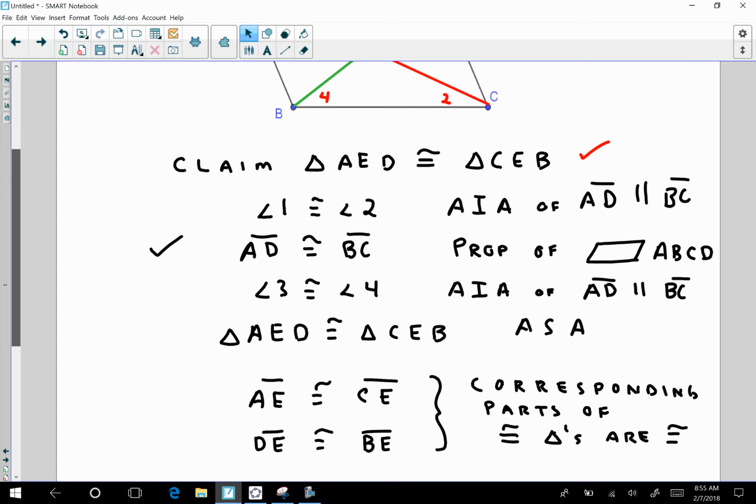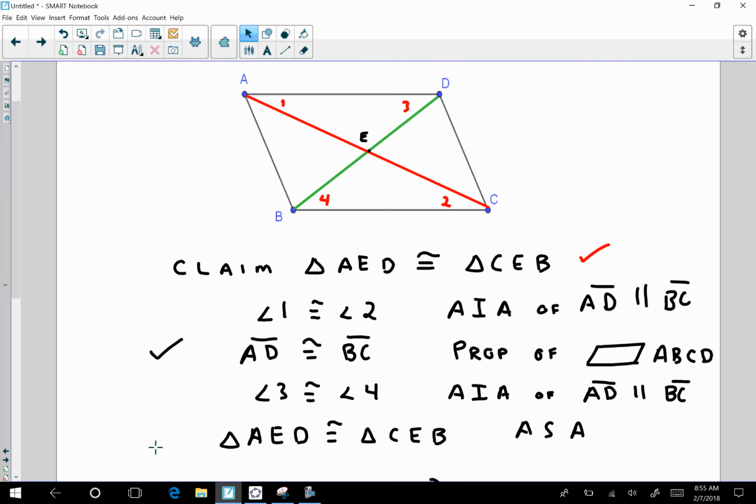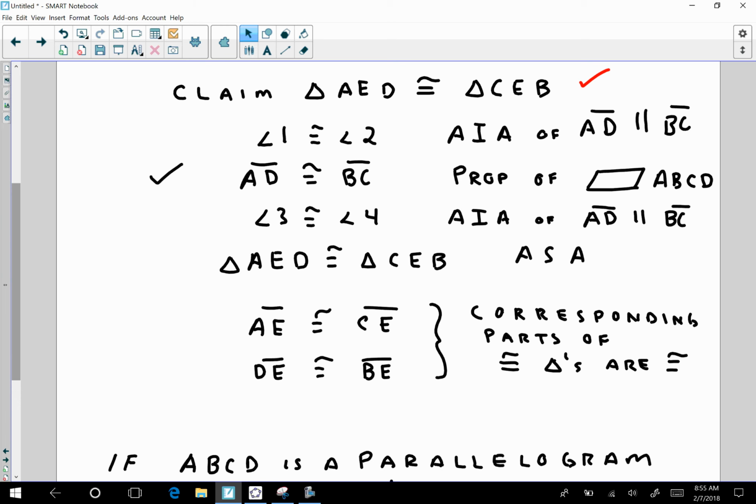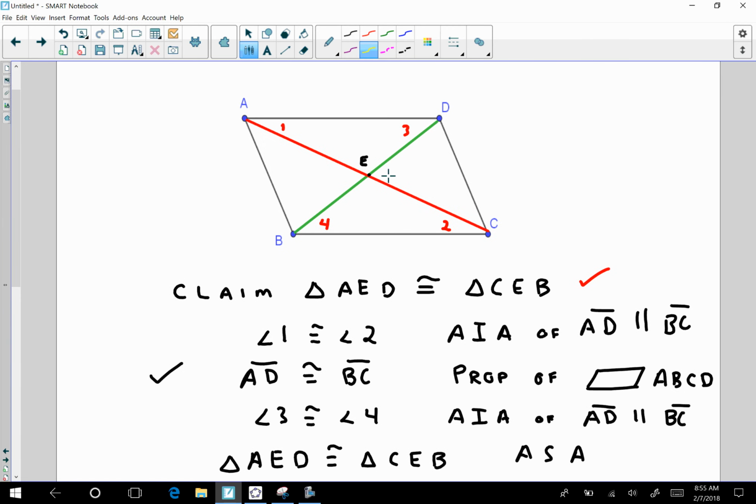I can make the statement here, right from this congruent statement, that segment AE is indeed congruent to segment CE, and that segment DE is congruent to segment BE. That's because corresponding parts of congruent triangles are congruent. This is one of the very first things that we talked about when we talked about congruent triangles. We had all these corresponding parts. So this is very useful information. What does that tell me? If AE is congruent to CE and if BE is congruent to DE.